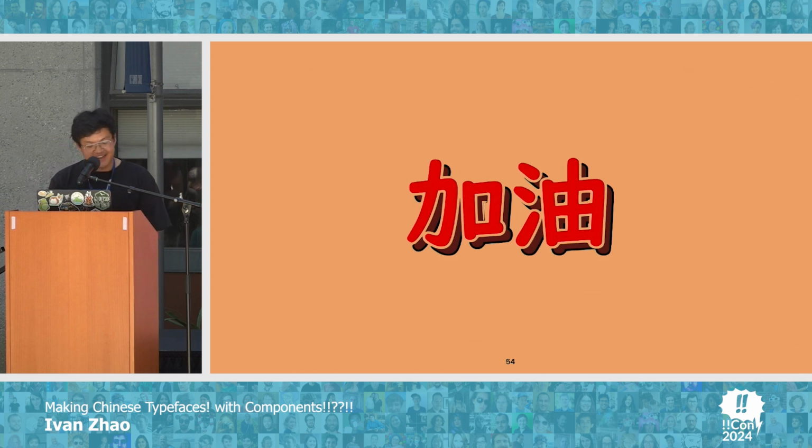If you're a single designer working on making a Chinese typeface, there's this phrase in Chinese called jiayou, which you can also see on the right is a composite of the water radical and also this other character, you, and it means to get gas, but also the slang interpretation is good luck. And so I wish you all good luck. Thank you.